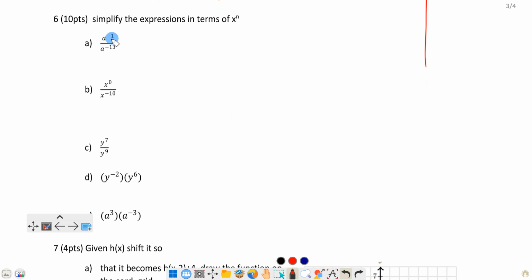And then we go through here. So what I'm going to do is I never want negatives. When I'm dividing, I never want a negative exponent. When I'm multiplying, it's okay if I have a negative exponent, but when I'm dividing, I never want one. So what do I do? I grab this negative, and I'm going to bring it up. A to the -1 times a to the 13. And then this is going to be a to the 13 minus 1, which is going to be a to the 12.